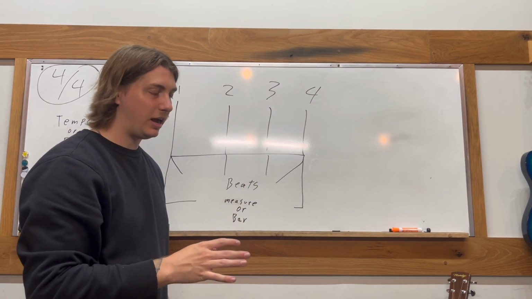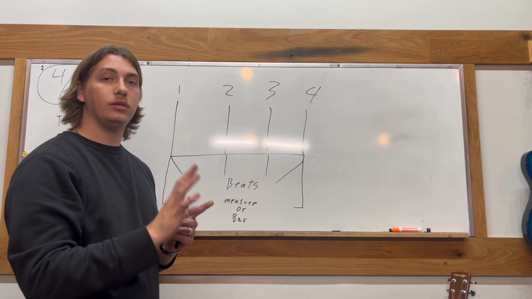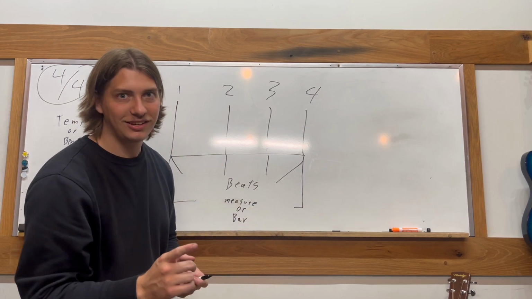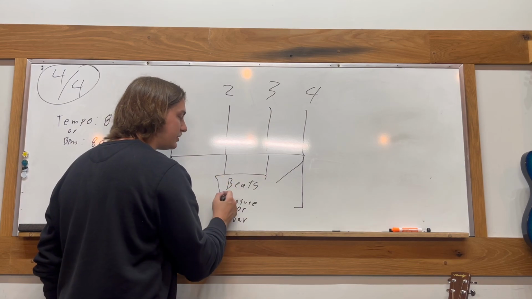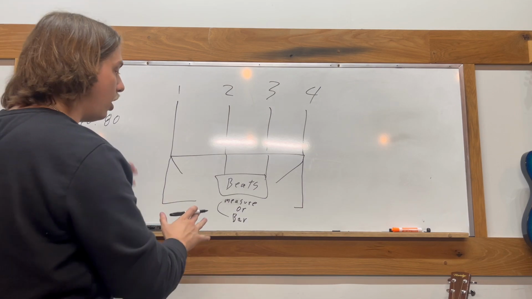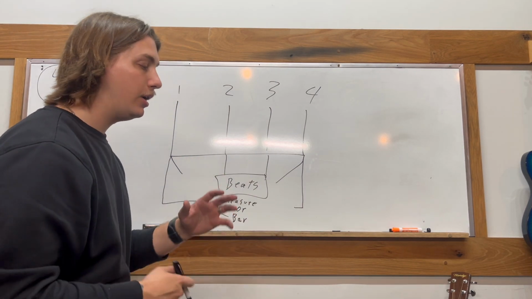That makes sense? If I go 1, 2, 3, 4, is that 1 measure? Yes. Is it 4 beats? Yes. Is it 1 bar? Yes. So measure and bar mean the same thing, but beats is just counting each one of these individually. That's really important to know. I'm going to refer sometimes to a measure or a bar.